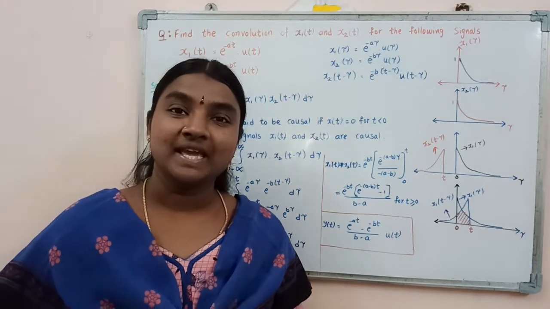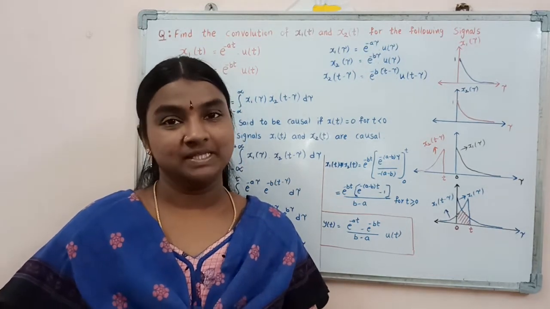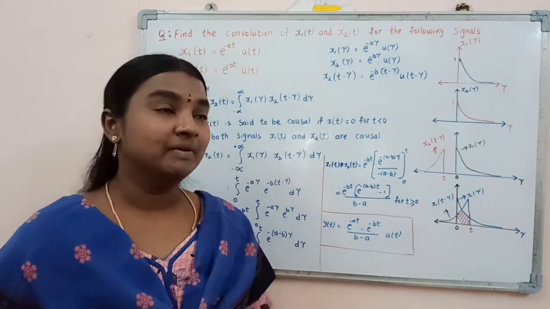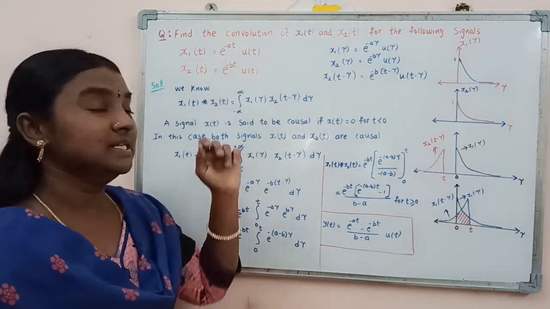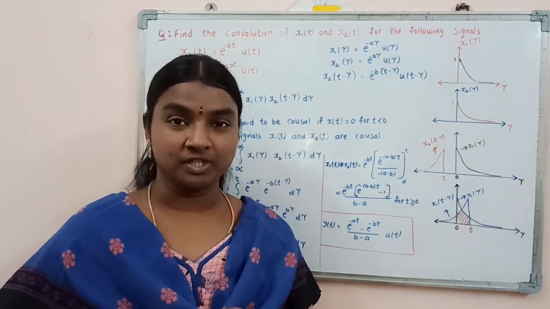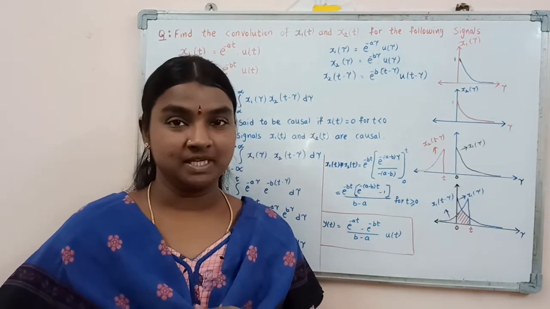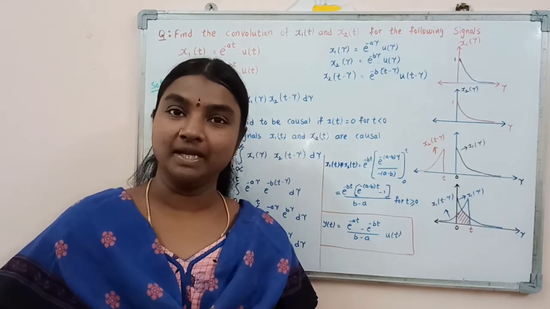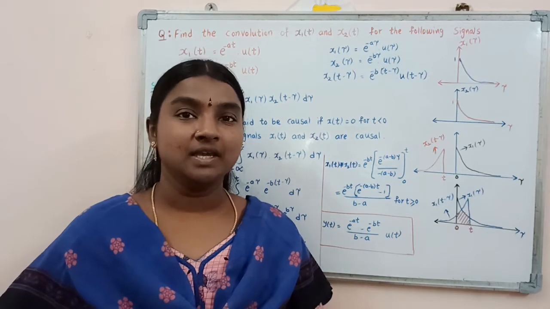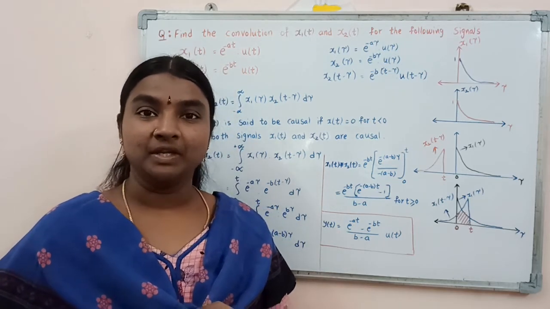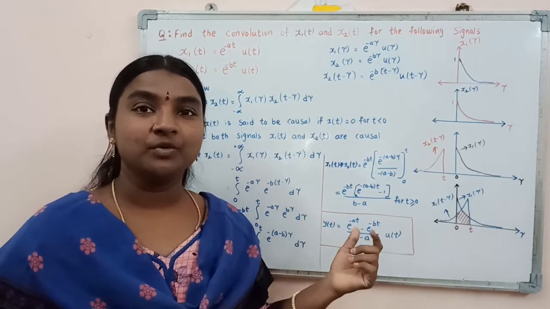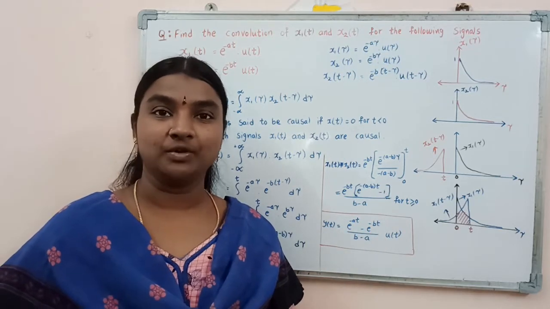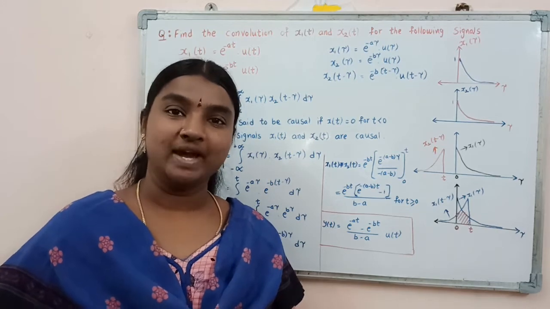Here, the given x1 of t and x2 of t, both the signals are continuous time domain signals, and e power minus at is nothing but a decaying exponential signal multiplying with a step signal. When we take the product of these two signals, we definitely get a decaying exponential signal only. Now we are going to do the convolution of these two signals, and at the end we are going to find the output signal y of t.